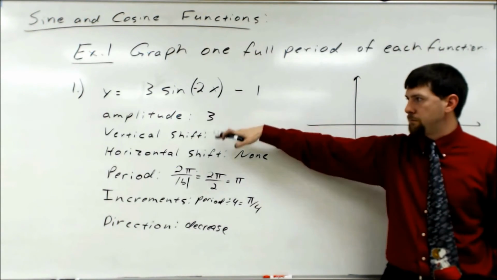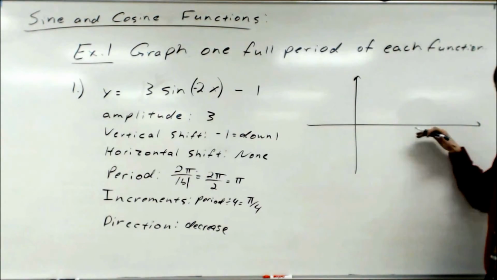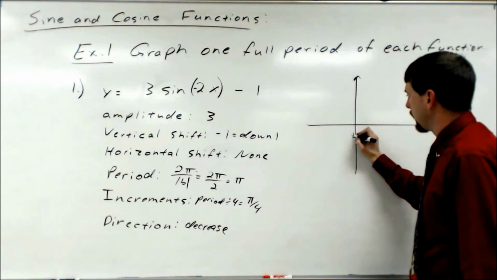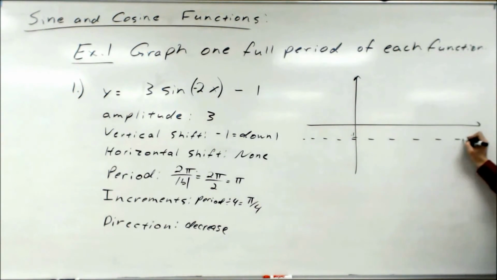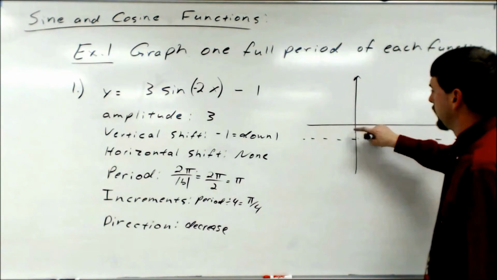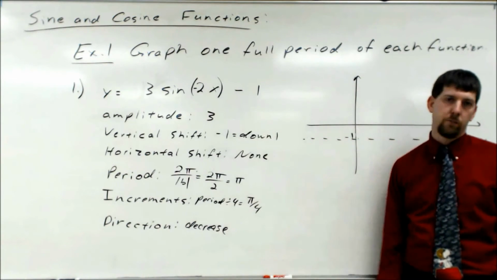And let's put the vertical shift in there. We usually start on the x-axis. We're going to shift this down to -1, so that our sinusoidal axis runs at -1 now. Okay, -1. Now from there we need to go up and down 3.